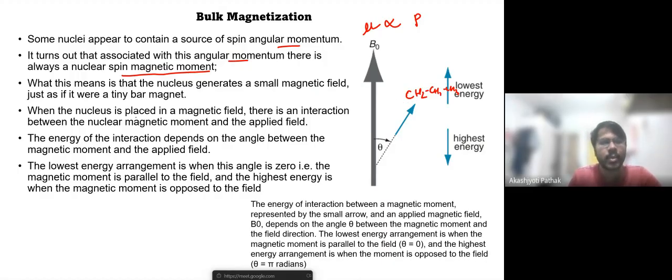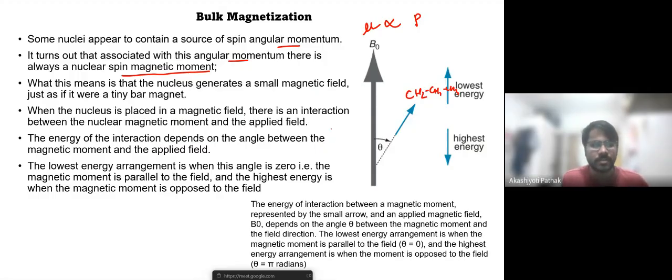Okay, so when the nucleus is placed in the magnetic field, there is an interaction between the nuclear moment and the applied field. Your applied field is in the Z direction and the nucleus is placed in the magnetic field. So there will be interaction between the two, and the energy of this interaction depends on the angle between the magnetic moment and the applied field.